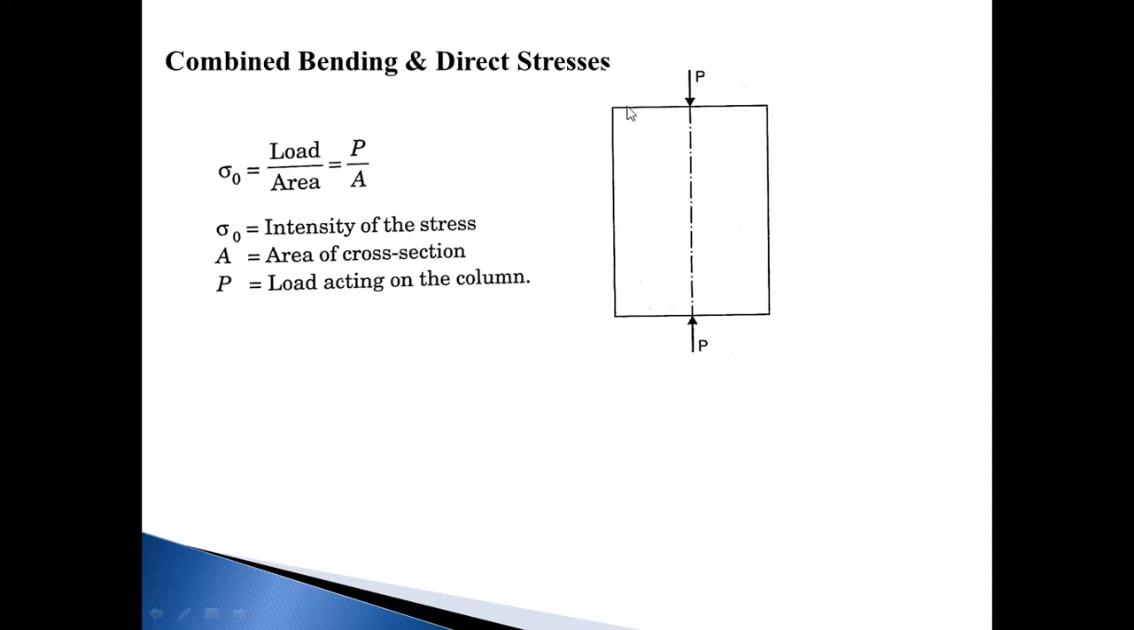Suppose this is a column subjected to axial loading P, acting on the CG of the section. So direct stress, sigma 0, is equal to load upon area. It is a simple mathematical expression, load upon cross sectional area. Where sigma 0 is the intensity of the stress, A is the area of the cross section, and P is the load acting on the column. This is the simple expression for load acting on the CG of the section.